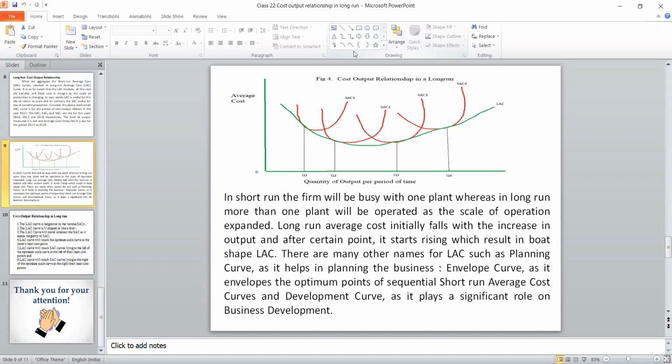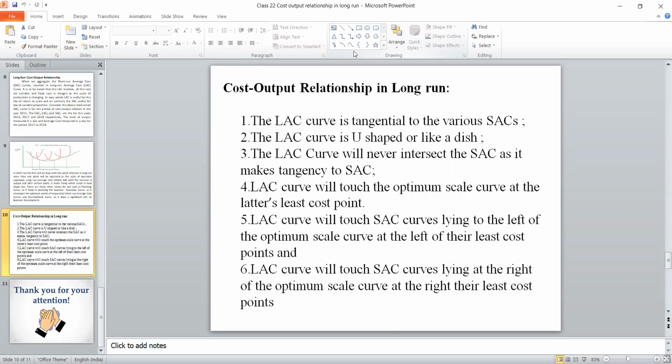This particular question is a definite question in your question paper. Why? Because even today it is a practical concept we can use. There are many names for LAC. The long run average curve is otherwise called the development curve, envelope curve, planning curve, business curve. Whatever the curve is called, they are asking the cost output relationship in the long run. It's nothing but LAC. We should list out the implications in the long run, like we did for the short run.